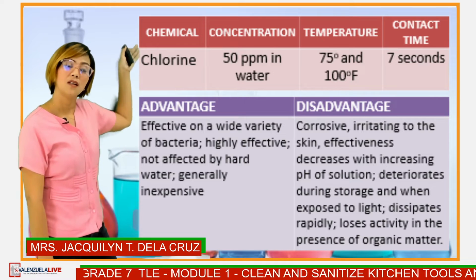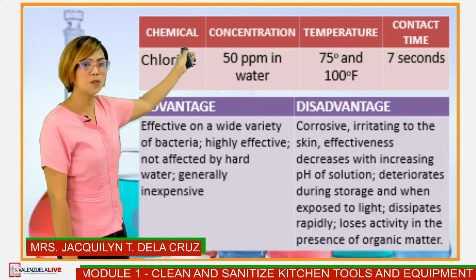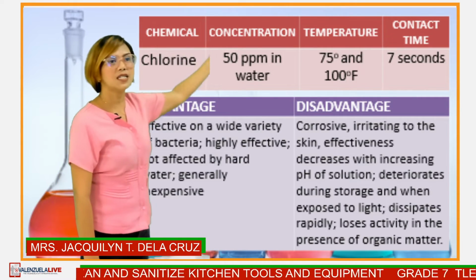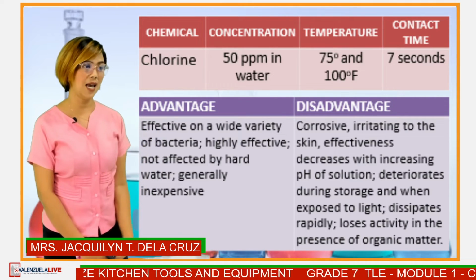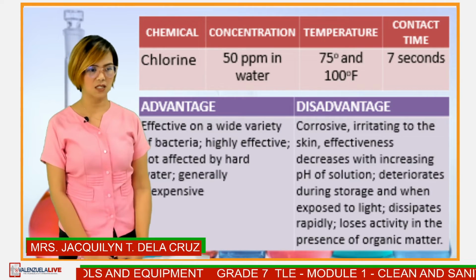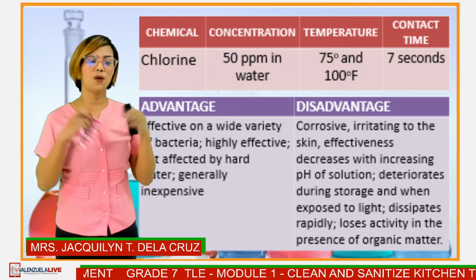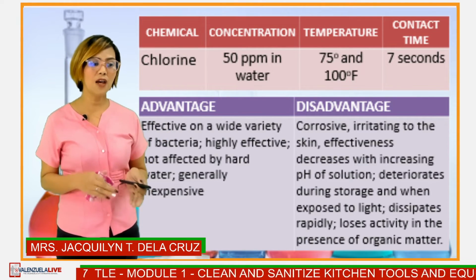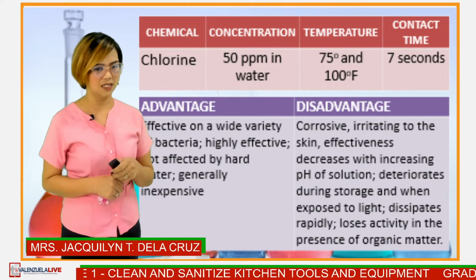Chlorine. Concentration should be 50 parts per million in water between 75 and 100 degrees Fahrenheit, and it should be diluted for 7 seconds. Advantage of chlorine is that it is effective in a wide variety of bacteria. It is highly effective, not affected by hard water, and it is inexpensive.